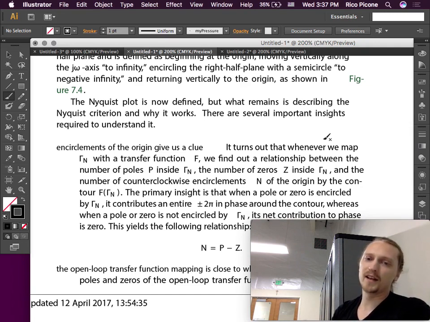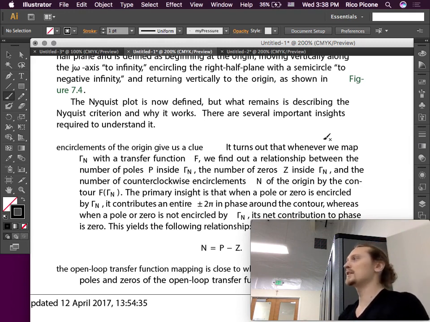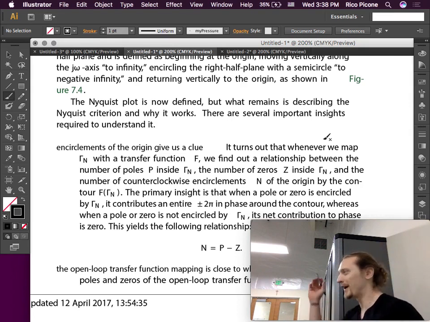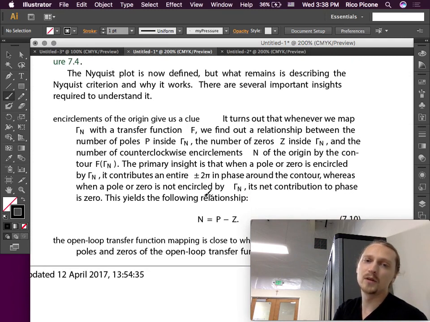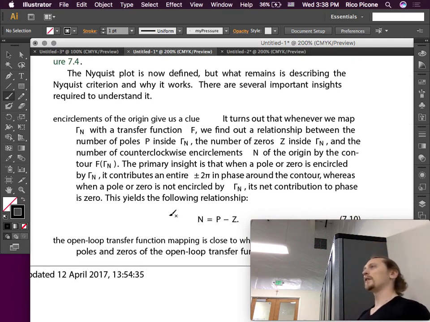The primary insight is that when a pole or zero is encircled by gamma n, it contributes an entire plus or minus 2 pi in phase around the contour, right? If it's inside, then it's going to go all the way around, and you're going to contribute either plus 2 pi or minus 2 pi. You can't help it. If it goes around you, you have to. And if you're outside, that's not true. Whereas when a pole or zero is not encircled by gamma n, its net contribution to the phase is 0, right?